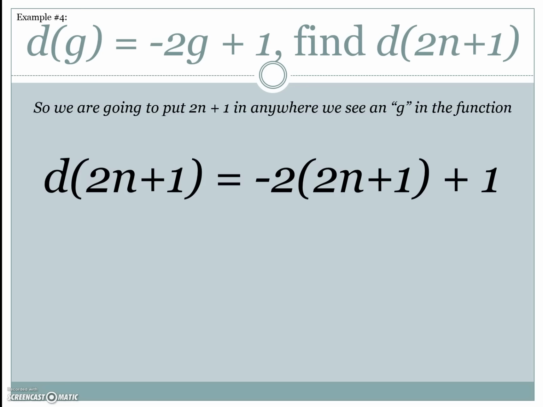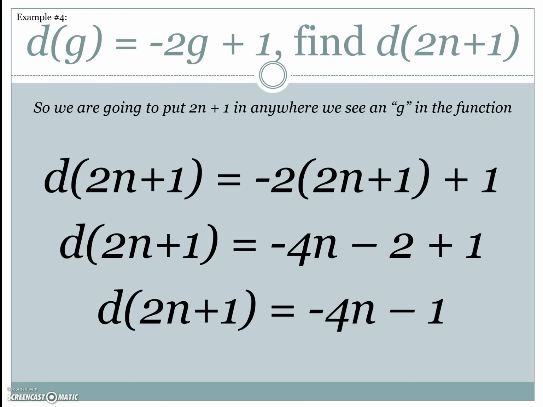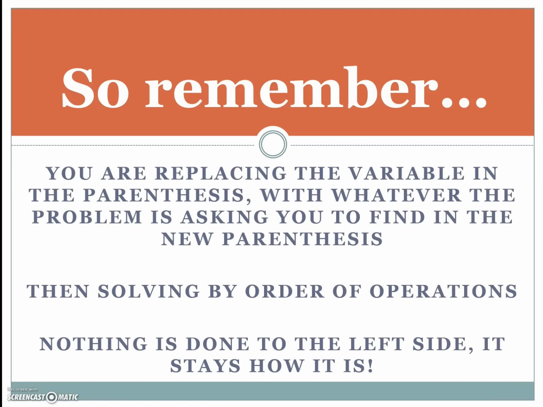So now I'm going to go through and simplify this. Again, I'm going to end up with a new expression. I'm going to distribute through with my negative 2. So I'll do negative 2 times 2, and negative 2 times 1, which is negative 4n minus 2. And then I'm going to simplify. My negative 2 and positive 1 can combine, and I get negative 4n minus 1. So once again, I ended up with n's because I substituted 2n plus 1 everywhere I saw a g. So there's no longer any g's in there. Just like in the other problems when we put a number in, there was no longer an x. So that is our answer there.